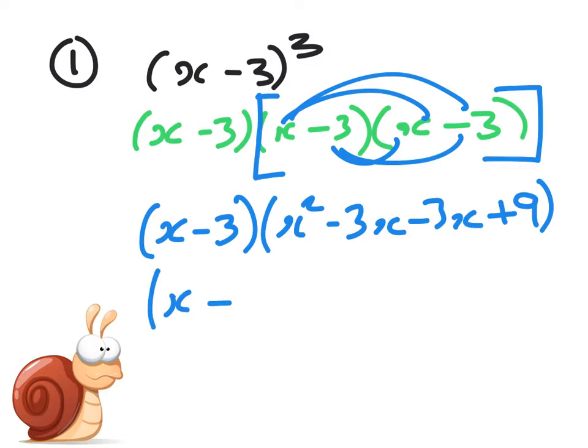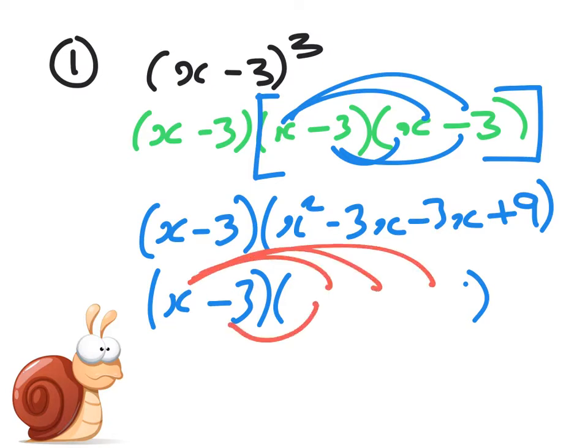Now if you tidy up that second bracket, you can then do the x times the x times the x, and then the minus 3 times. Tidy all that up and you've got your final answer.